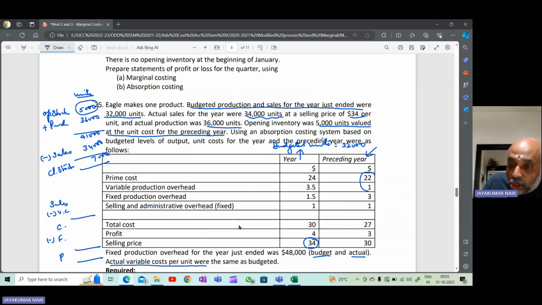So what is the unit cost? Because it is marginal costing, inventory will be valued at variable cost. Fixed cost will not form part of the inventory. So in marginal costing, you take into consideration only the variable cost for inventory valuation. So 5,000 units was the opening stock, and this should be multiplied by 23, because the variable cost of production in the preceding year was 23, that is 22 plus 1. So, opening inventory.